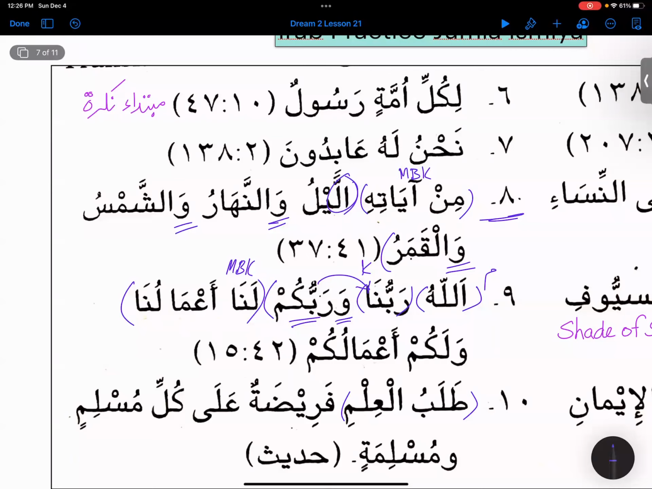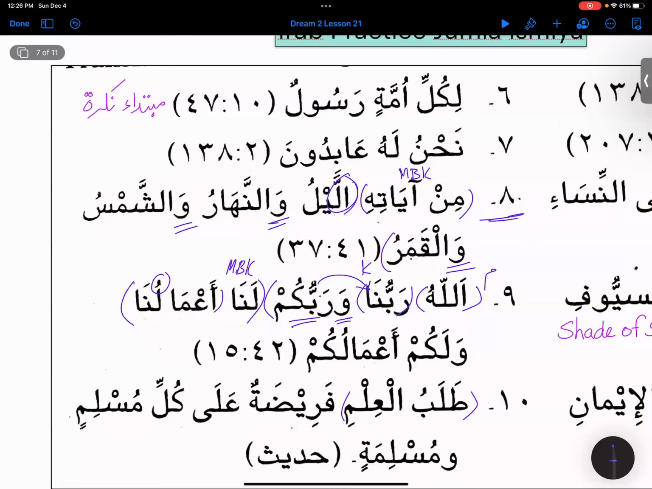Lahu, for him. Lana, for us. And amaluna, what is the label for amaluna? Again, MBK? Mudaf? Oh, sorry, no. It's a mubtada.